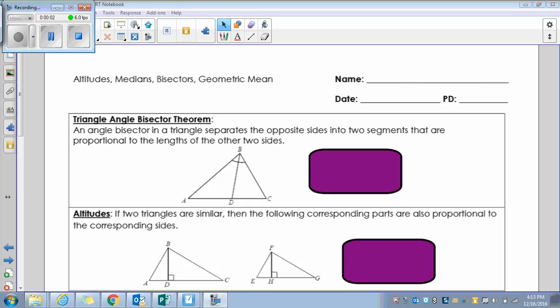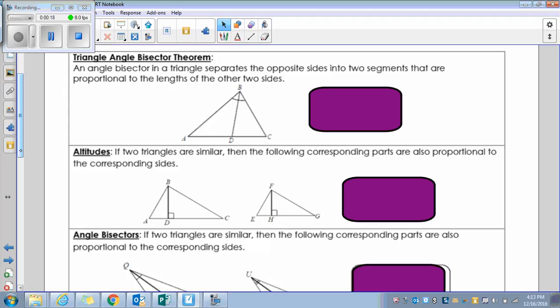Hi guys, you should have this page opened up in your packet. Today we are talking about altitudes, medians, and bisectors, and geometric mean we're going to leave for a little bit later on. So let's start off with the triangle angle bisector theorem.